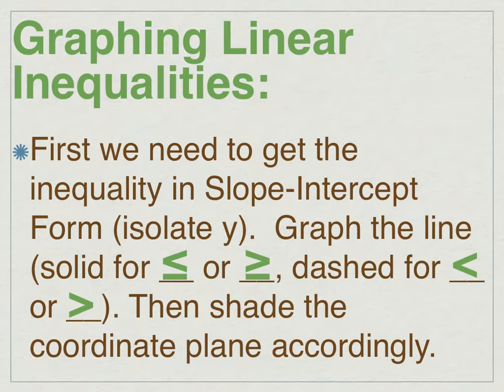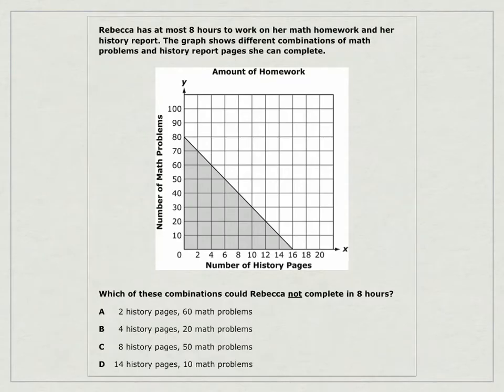Some examples of graphing linear inequalities would be this first one, which says Rebecca has at most 8 hours to work on her math homework and her history report. The graph shows different combinations of math problems and history report pages she can complete. So this graph shows the amount of homework. The y-axis is showing the number of math problems. The x-axis is showing the number of history pages.